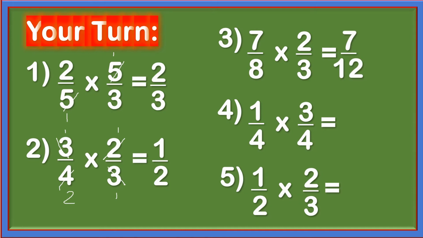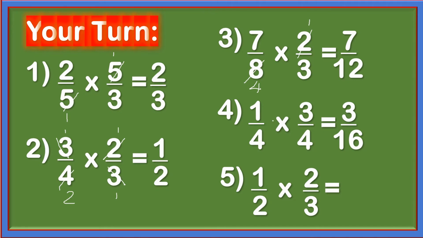Number 3, 7 over 12. Bakit naging 7 over 12? Ang 2, magiging 1. Dahil ang 8, madidivide niya yung 2. So, 8 divided by 2 is 4. Then, 7 times 1 is 7. 4 times 3 is 12. Okay? Get that? For number 4, we have 3 over 16.